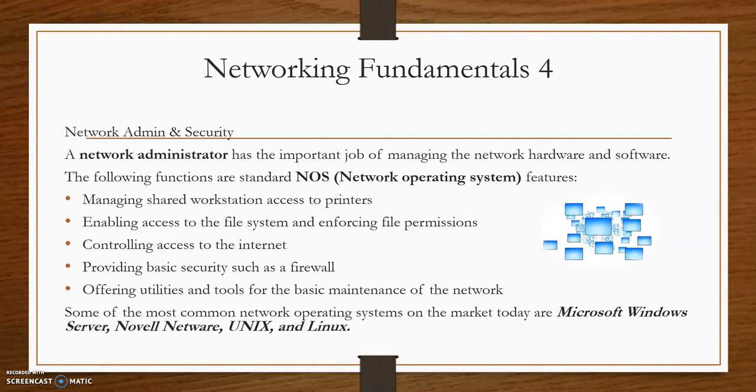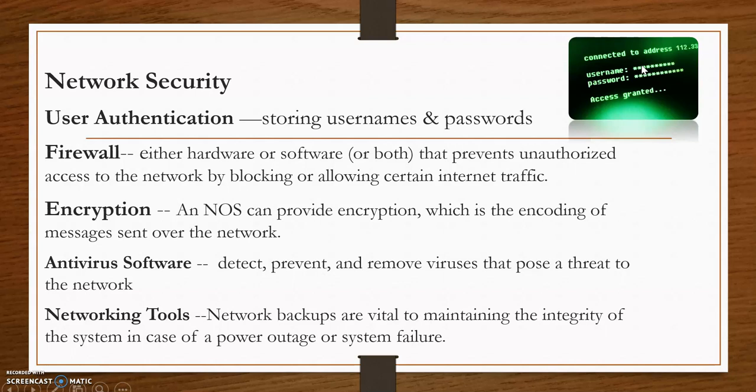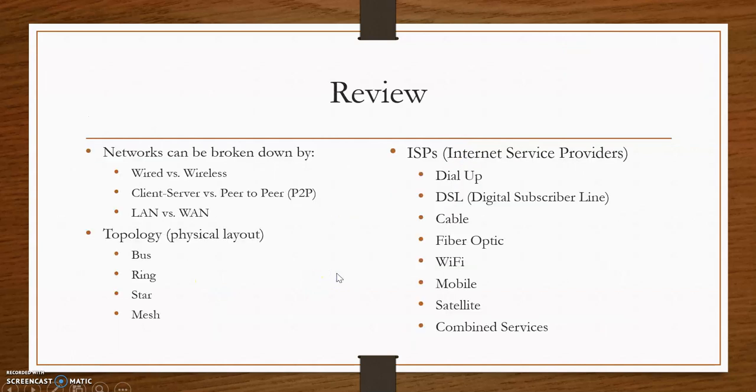Some of the most common network systems are listed there, and we talked about them in prior lessons. Obviously your network should have security so people aren't hacking your network and getting your company's information. We talked about a firewall once before that prevents unauthorized access to the network. And encryption is the encoding of messages sent over the network. Passwords would be encrypted, messages would be encrypted. You want to make sure you have antivirus software so viruses that pose a threat to the network can't get in. And for network tools, there are lots of network backups to maintain the integrity of the system if there's a power outage or a system failure.